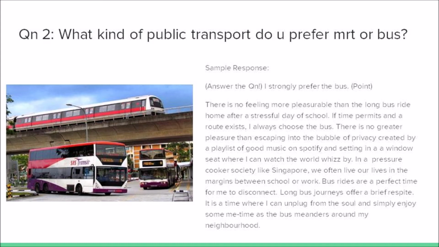What kind of public transport do you prefer? The MRT or the bus? I prefer the bus. There is no feeling more pleasurable than the long bus ride home after a stressful day of school. If time permits, and a route exists, I will always choose the bus. I feel that it allows me to escape into this bubble of privacy created by a playlist of good music, and I can just sit myself at the window seat where I can watch the world whiz by.